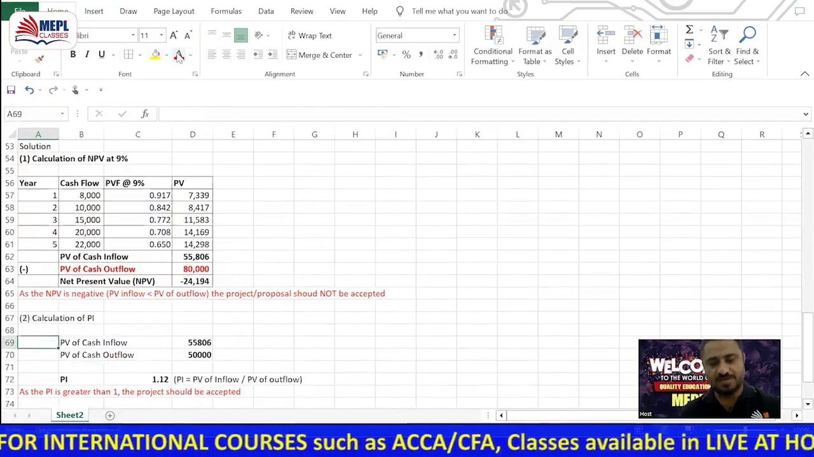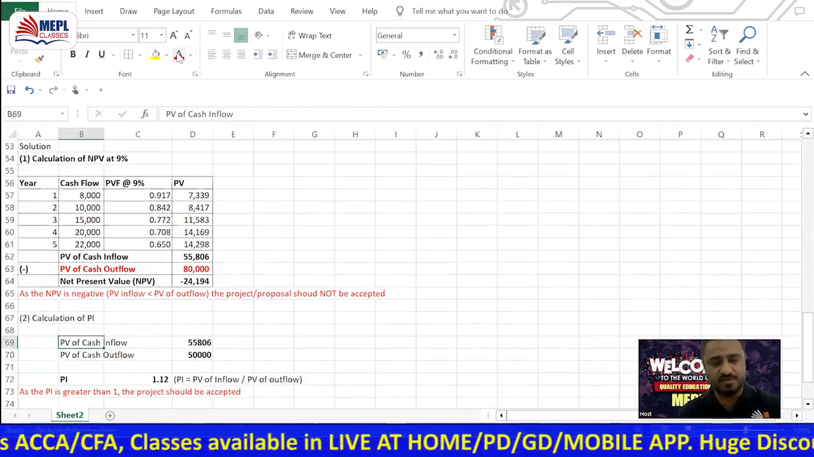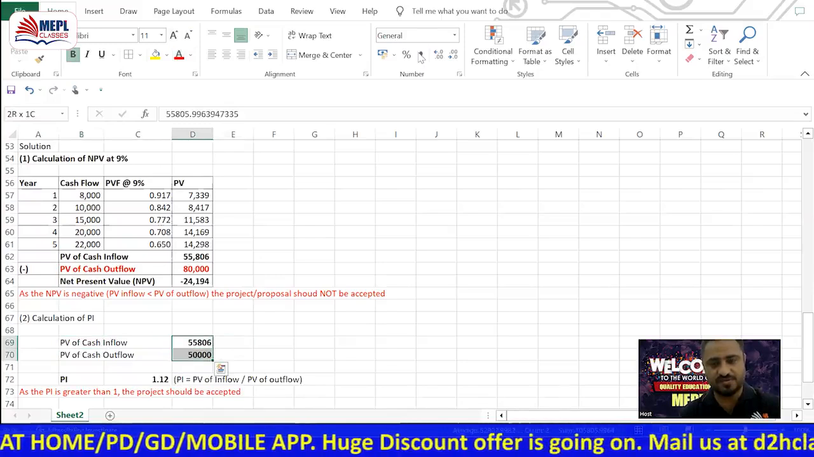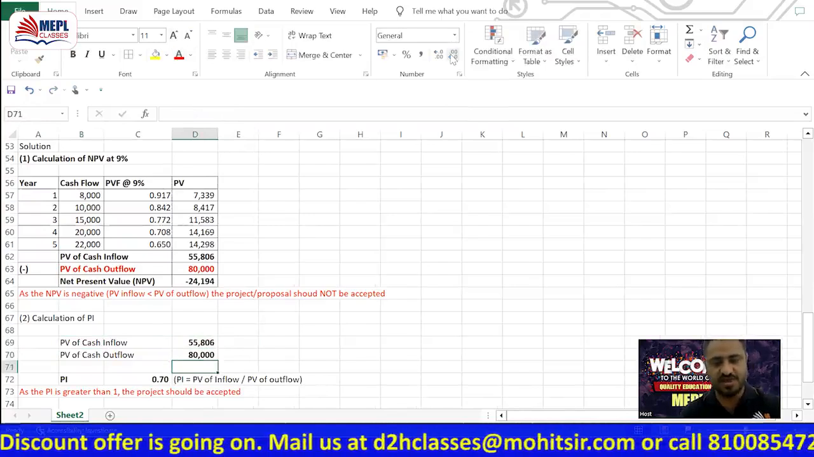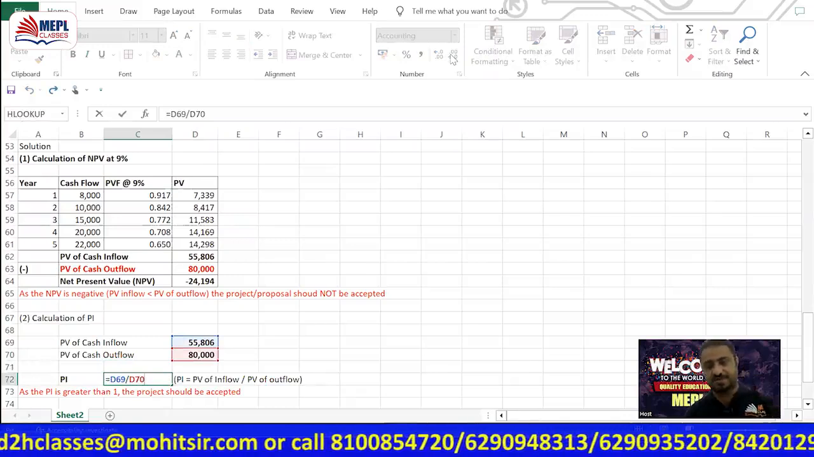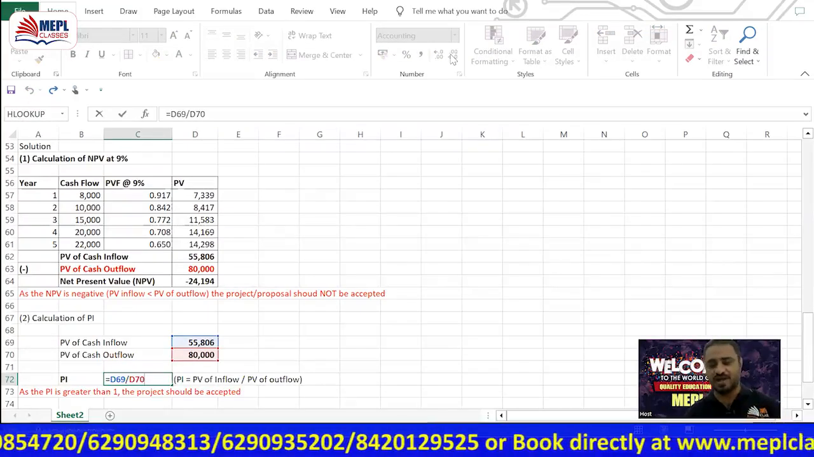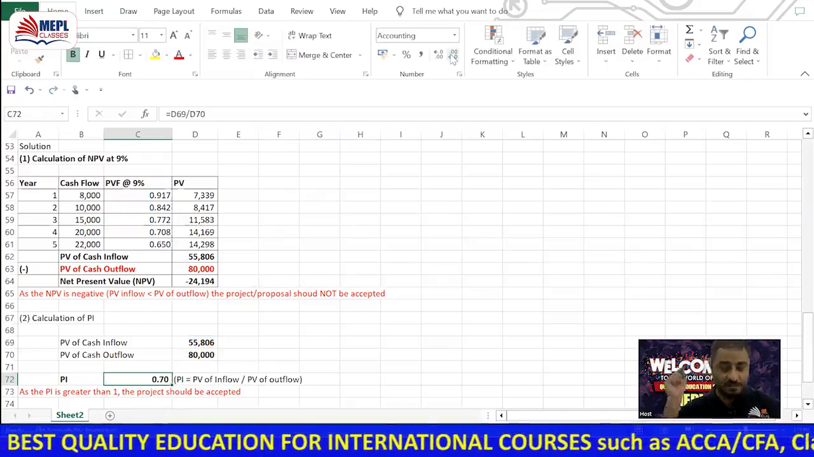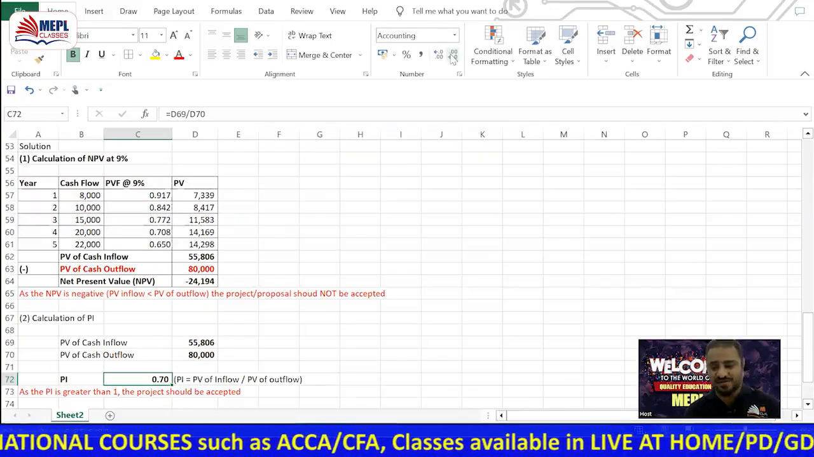Similar calculations will be applicable for calculation of a profitability index. So here the present value of inflow is 55,806, while the present value of outflow remains 80,000, and our profitability index, the formula of which is present value of inflow divided by present value of outflow, means 55,806 divided by 80,000. This division will be less than 1 because here the numerator is less and the denominator is greater.